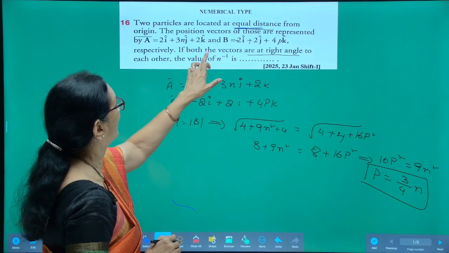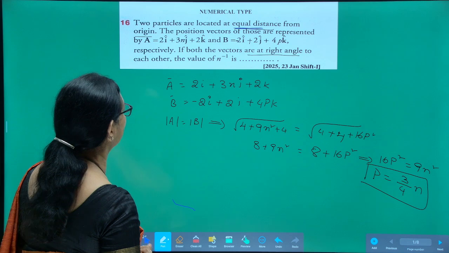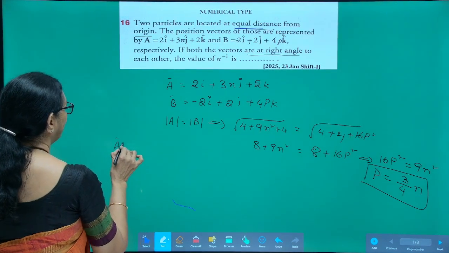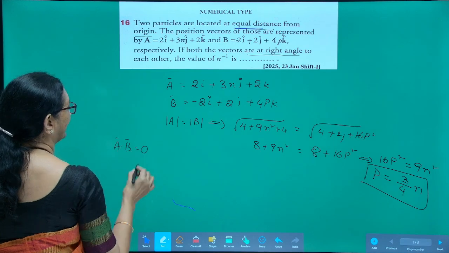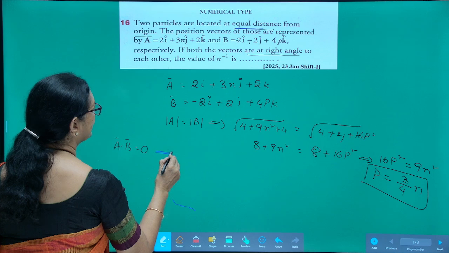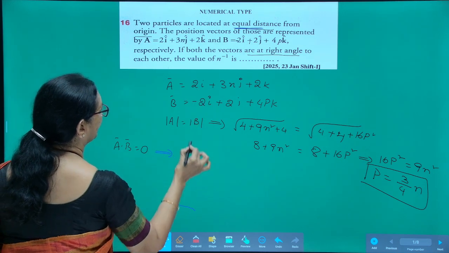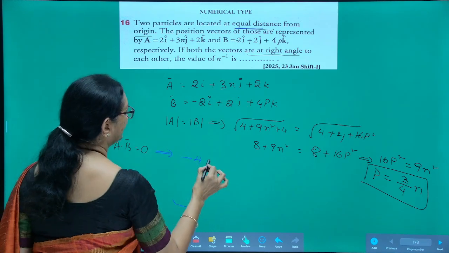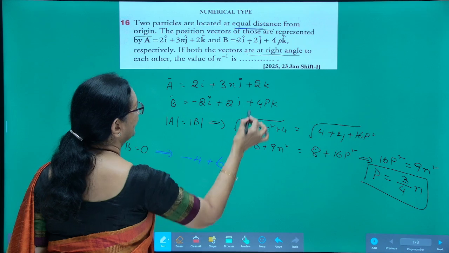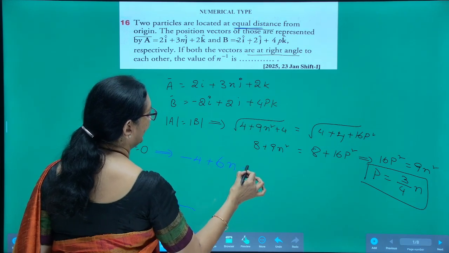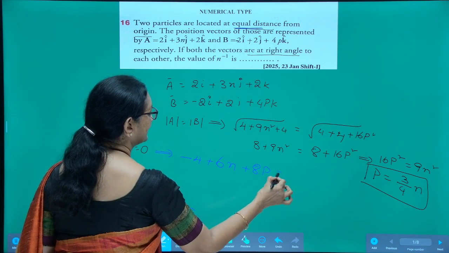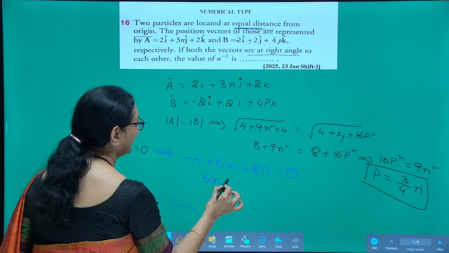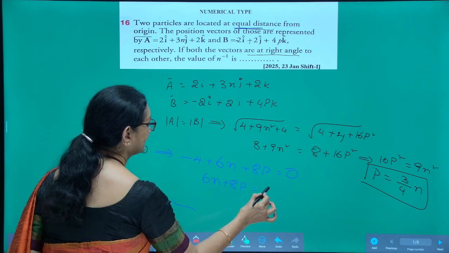Both the vectors are at right angles to each other. If they are at right angles, their dot product must be equal to 0. So the dot product of these two: 2 into minus 2, minus 4, 3n into 2, plus 6n, 4 twos are 8, p is equal to 0. This implies 6n plus 8p is equal to 4.